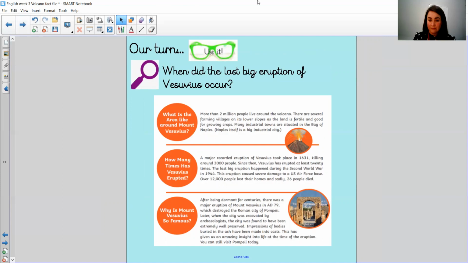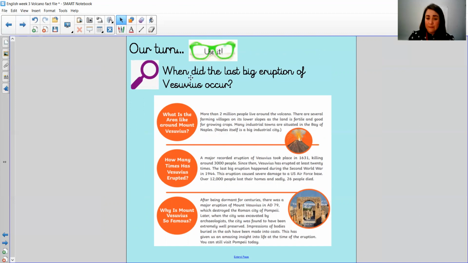We're going to go through our turn. Here I've given you an example, just a snippet of a non-chronological report that's already been written about volcanoes. One particular volcano, Mount Vesuvius, which is the volcano we're going to be finding even more about in a couple of weeks' time, because it's based around our ancient Roman topic.